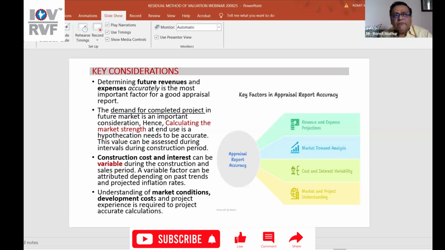So we see a lot of housing projects in this country fail, and I know many projects where they have not done any analysis before they started. As valuers, we can really use this tool, apart from other tools, to help our client understand his project better, whatever he's planning to build.